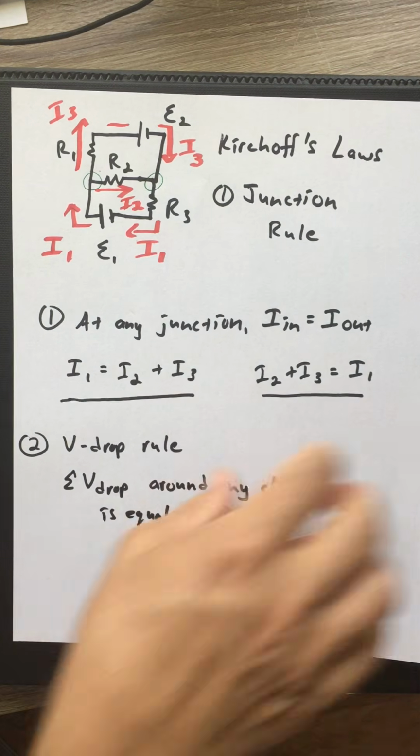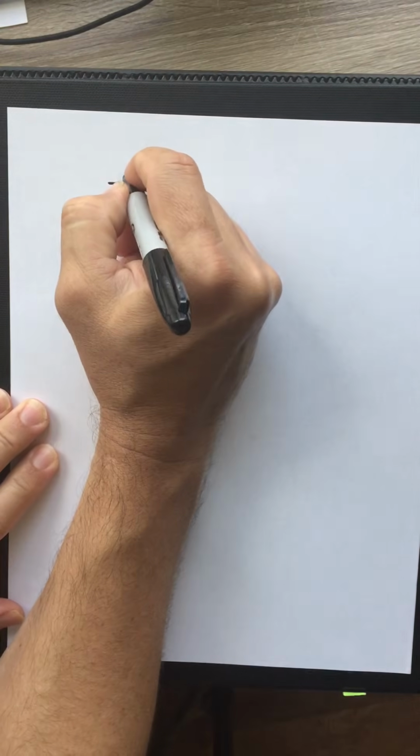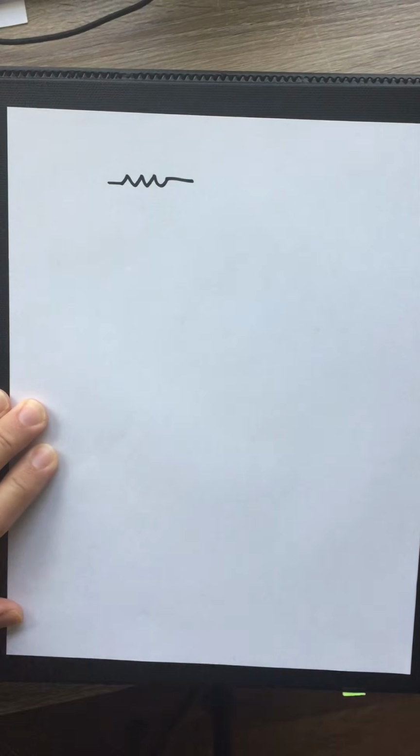So let me take this paper away. I'll come back to it in just a moment. And let me talk about sign conventions for voltage drops. So let's get a resistor like such.